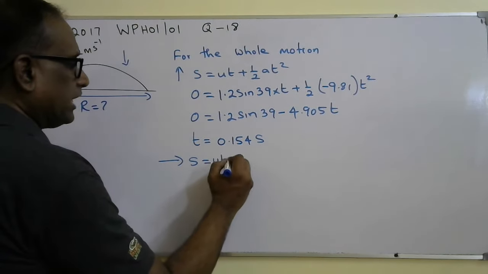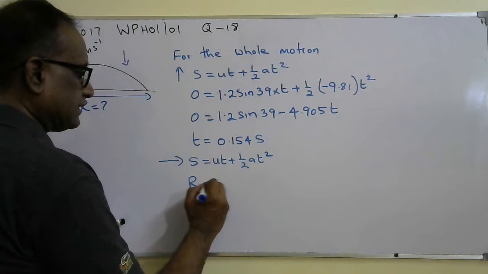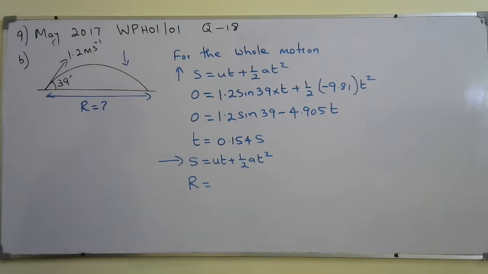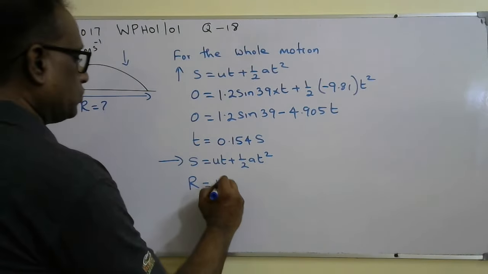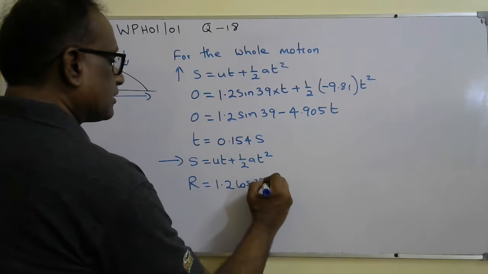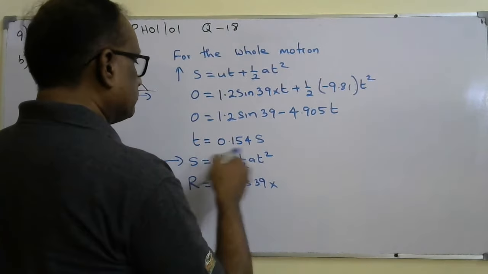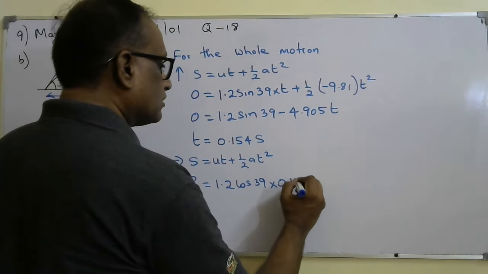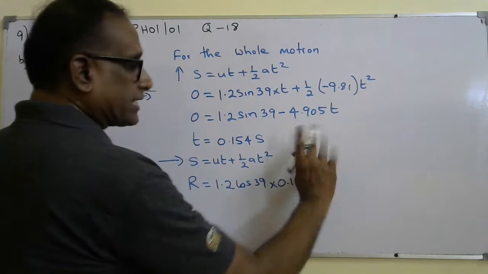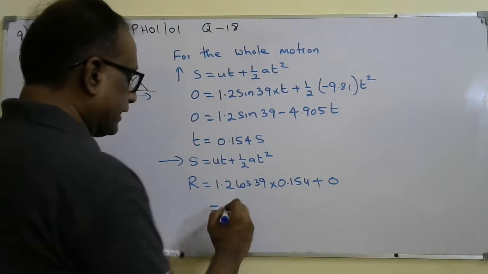That is 1.2 cos 39 into time, 0.154. Horizontally, no acceleration, so 0. Solve it. That will be the range. That is 0.144 meter. That is the range.